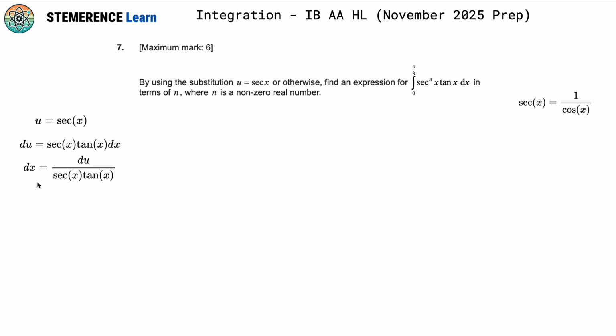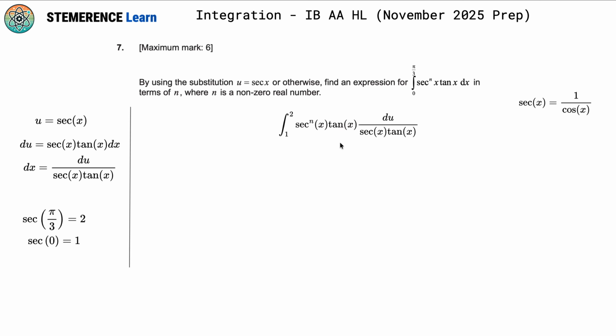So since we've done this, we also need to change our bounds. So we can plug in 0 and pi over 3 into x over here. So we get secant of pi over 3, that's just 1 over a half, which is 2. And then secant of 0 is just 1 over cosine of 0, that's also just 1. And now we can plug all of this into our integral. So the bounds change, they're from 1 to 2 now.